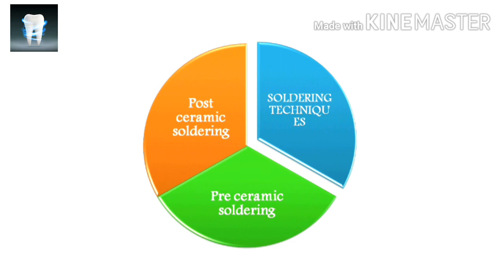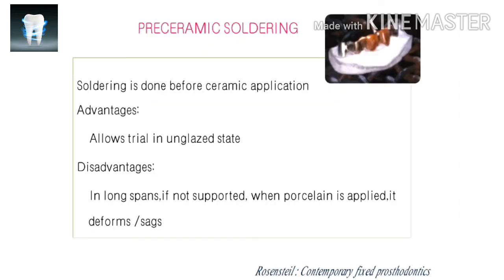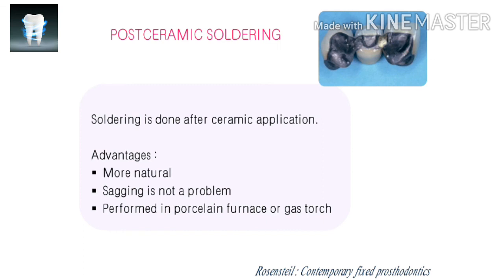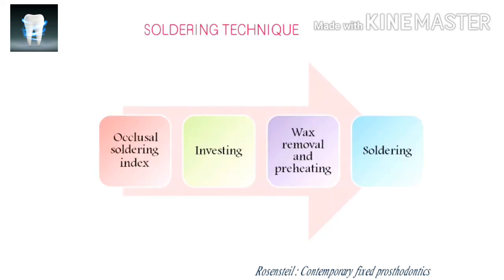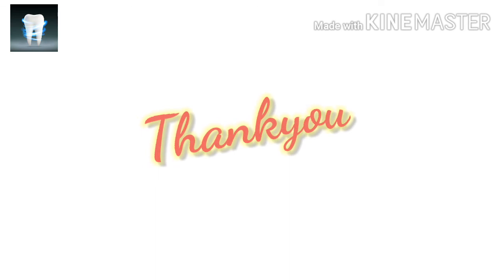Coming to soldering techniques, mainly two types: post-ceramic soldering and pre-ceramic soldering. Pre-ceramic soldering is done before the ceramic application. Advantage is that it allows trial in unglazed state. Post-ceramic soldering. The soldering is done after the ceramic application. Advantage is that it is more natural. Sagging is not a problem. Performed in porcelain furnace.